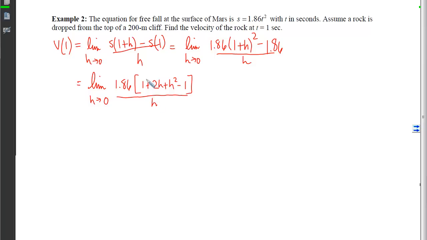Notice that everything on top that doesn't have an h in it disappears. So now I can factor out that h, and I'm left with 2 plus h inside. And the h's will cancel. So now if h goes to 0, I get 1.86 times 2, which is 3.72 meters per second.